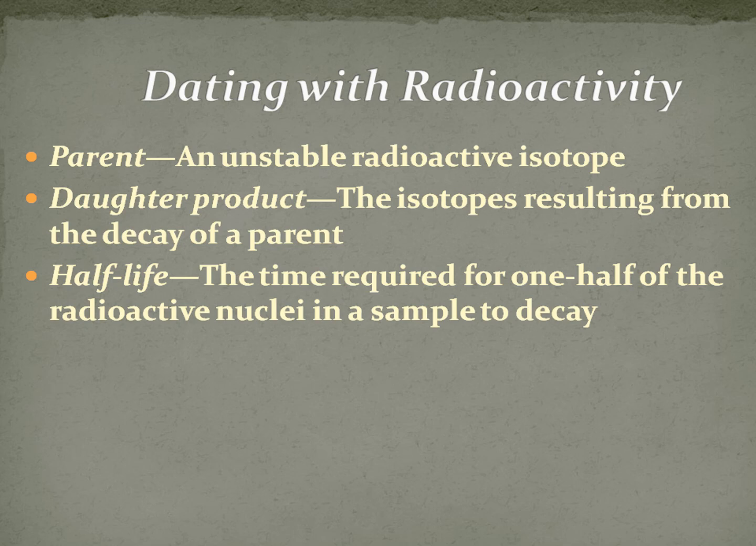That is the daughter product. So in the case of uranium-238, the daughter product is lead. I can't remember if it's lead-206 or lead-207, because there's also a uranium-235. But uranium always decays to lead. Uranium is the parent, lead is the daughter. The half-life is the time it takes for half of the parent's material to decay into the daughter material.